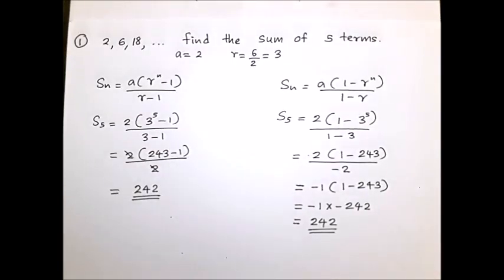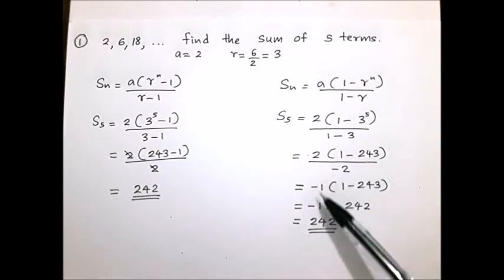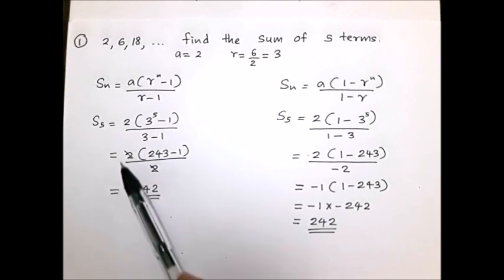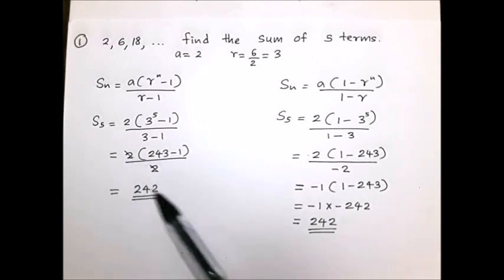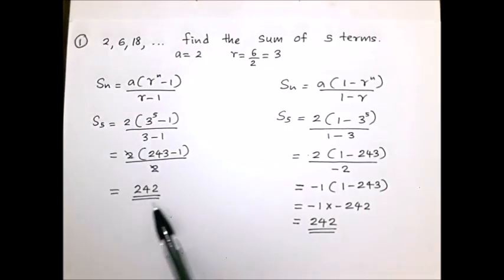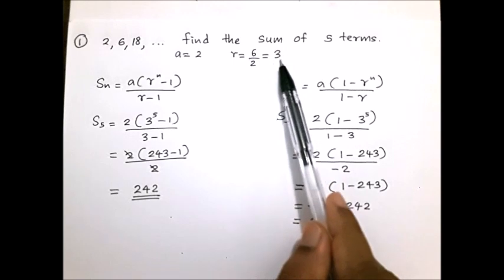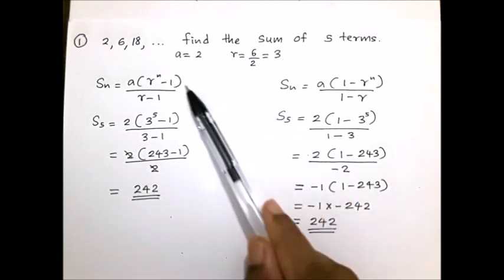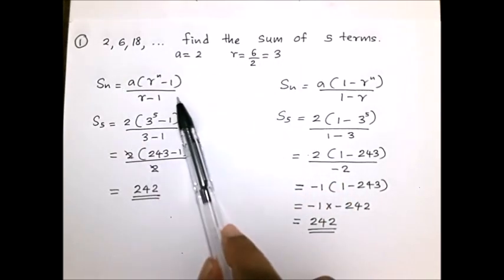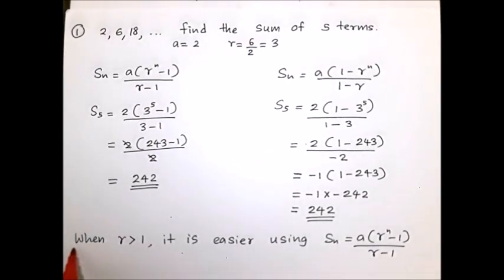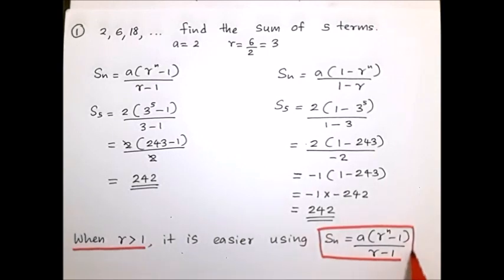But you can see in the second formula, we get several minus signs. But in the first formula, there are no minus signs. So you can see when you are using this formula, it is easier to get the answer. If R is greater than 1, here R is 3, it is easier to use this formula to obtain the answer. When R is greater than 1, use this formula to solve questions.